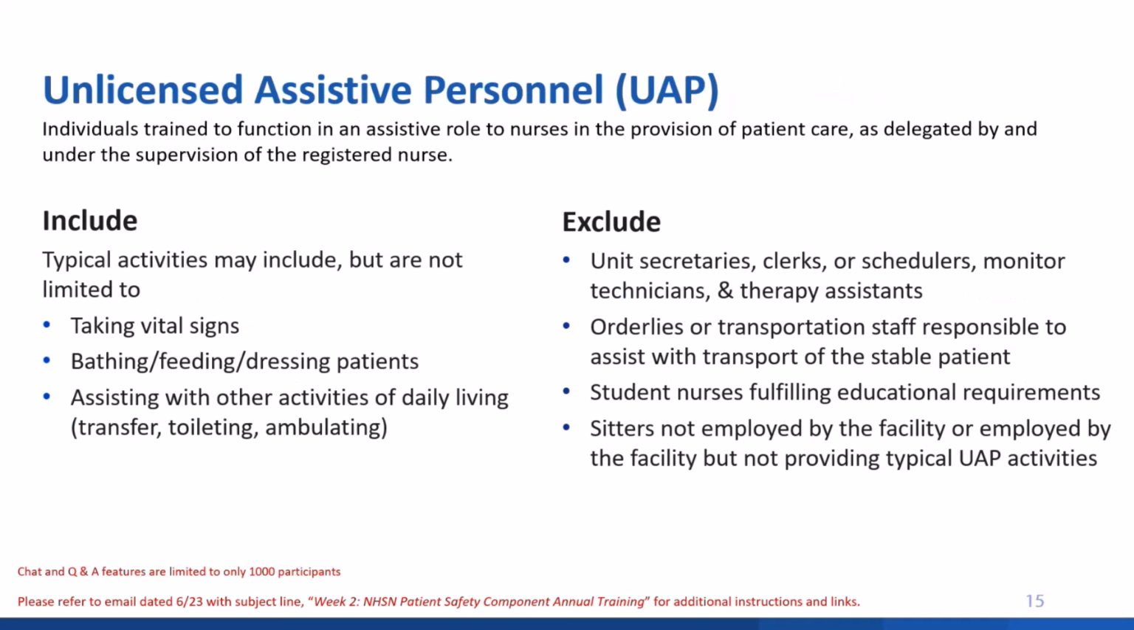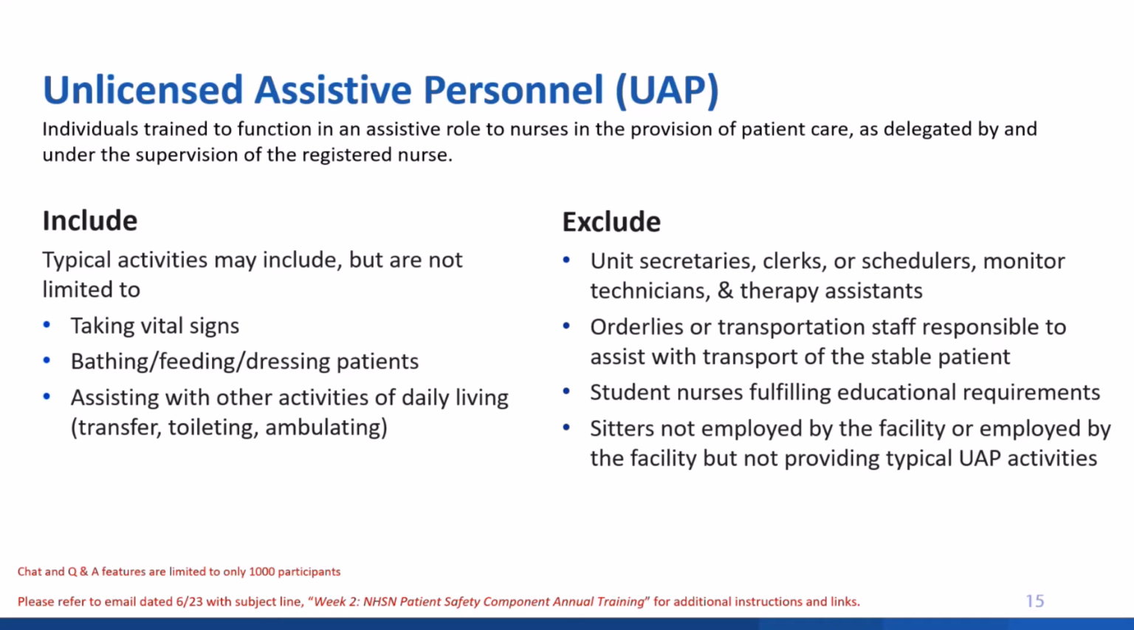And then unlicensed assistive personnel are individuals that are trained to function in an assistive role to nurses in the provision of patient care. And they are delegated by or under the supervision of a registered nurse. So think about how that would work on your critical care units, who you would include and who you might exclude here.